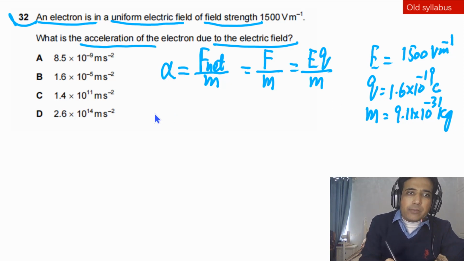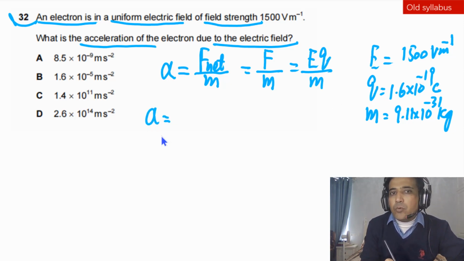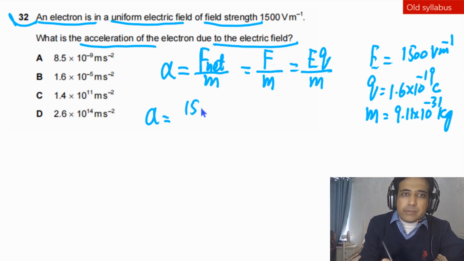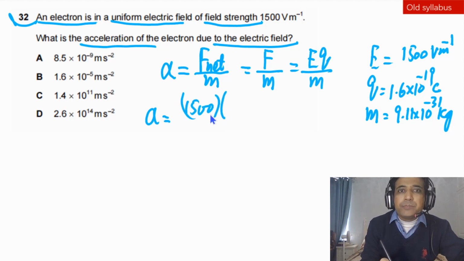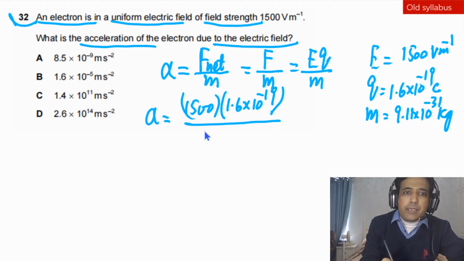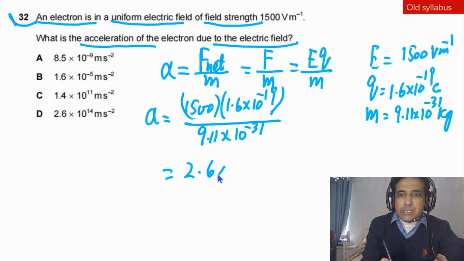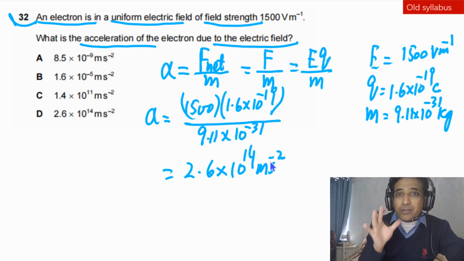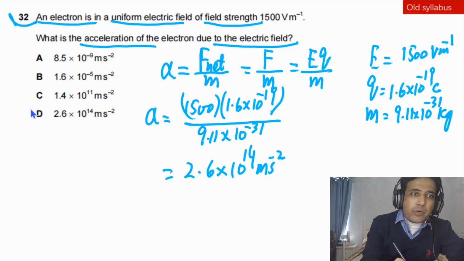Now simply we need to plug in values and we can find out the value of a. We have the value of E, that is equal to 1500 volts per meter. We have the value of Q, that is equal to 1.6 times 10 to minus 19 coulombs, divided by the mass of electron, that is 9.11 times 10 to minus 31 kgs. So if we solve this one, we will get 2.6 times 10 to 14 meters per second per second. Very, very high acceleration. So the answer for this question is D.